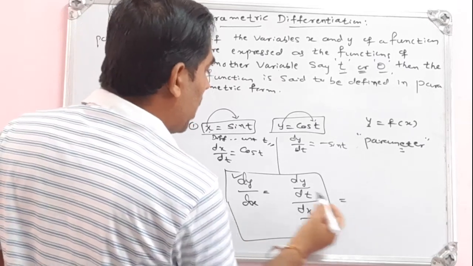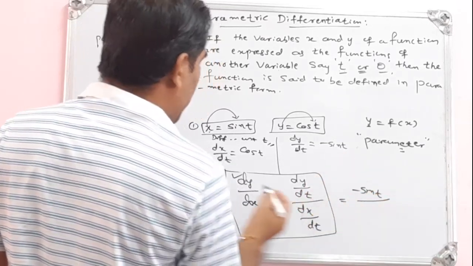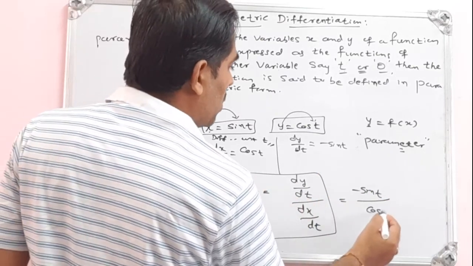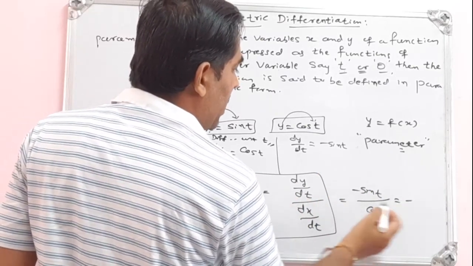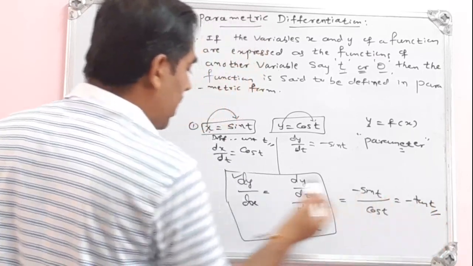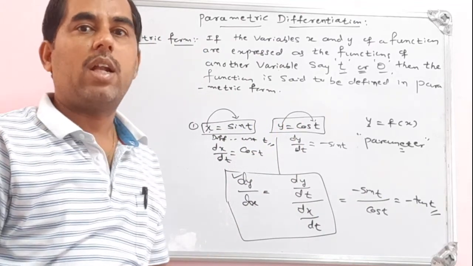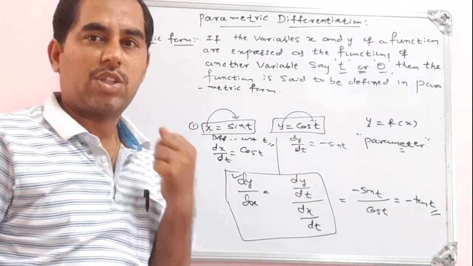So I can substitute here. dy by dt is what? Minus sin t. dx by dt is what? Cos t. So I will keep the minus as it is, sin t by cos t, that is tan t. So this is my derivative for the given parametric functions. In this way, you can differentiate the parametric functions.